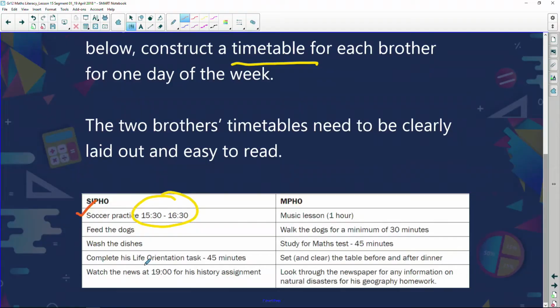Wash the dishes. Is there a specific time we have to wash the dishes? Well, no. Maybe something else is happening and we can wash the dishes a little bit later on. Complete his life orientation task. He's got homework to do.